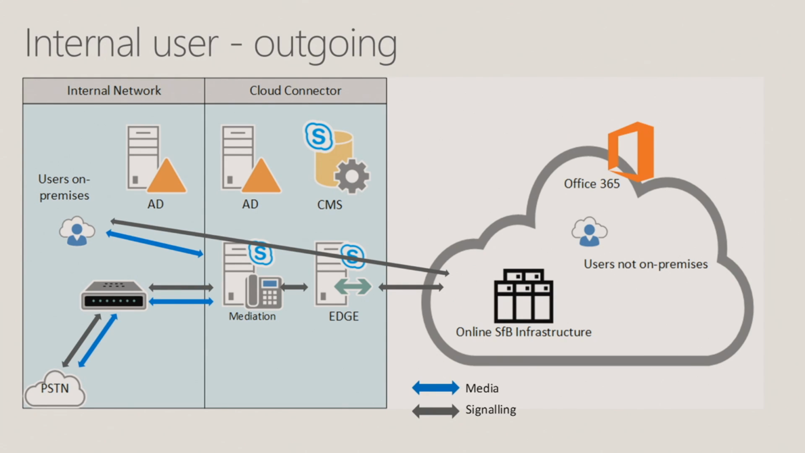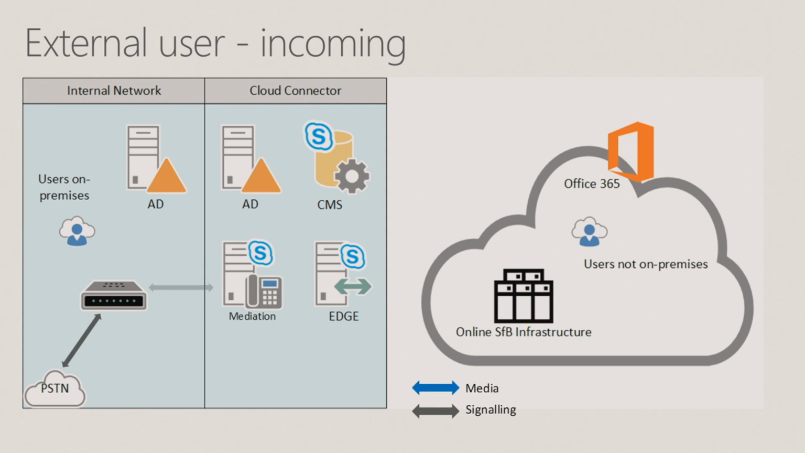What about if the user is at Starbucks or at Hilton Hotel on a conference like this? Where does the traffic go? Well, still it comes in, goes through Office 365, signals the user, and the user will have the media traffic set up to it directly from the Cloud Connector Edition, if you use the recommended firewall setup. If that is not possible, the traffic will go through the edge services of Office 365 and then get to the user. And the same goes for the traffic going out.